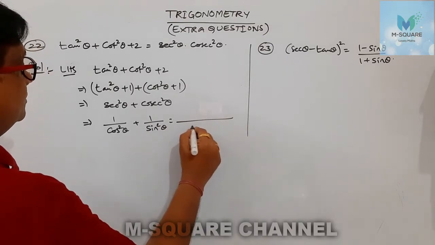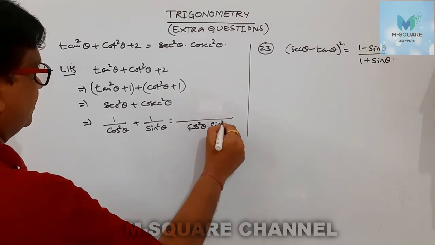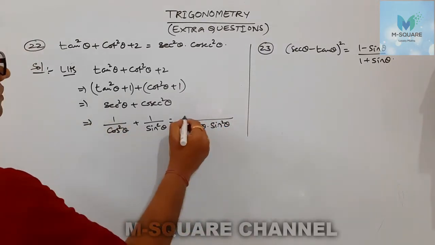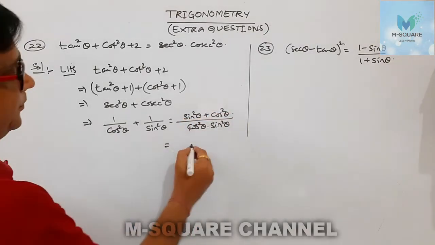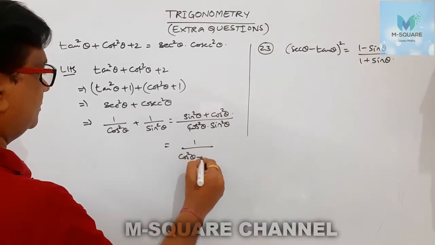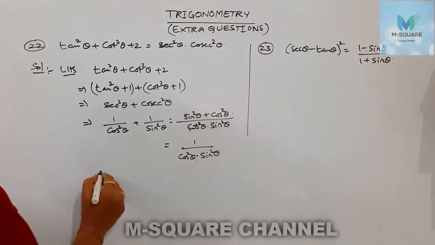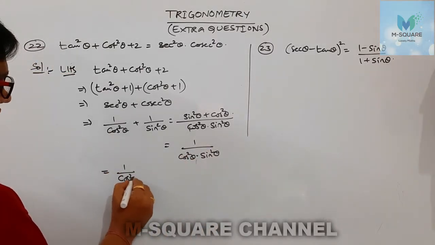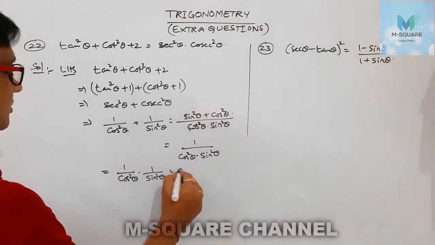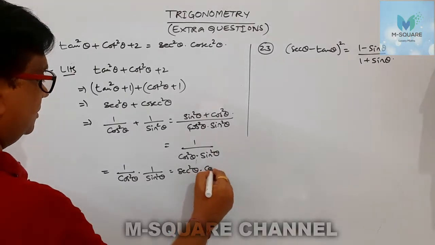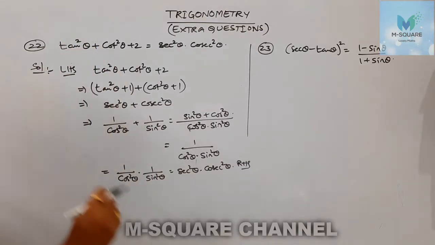So the LCM is cos square theta into sin square theta. So the numerator is sin square theta plus cos square theta, which is 1. So 1 by cos square theta into sin square theta. Split this fraction: 1 by cos square theta into 1 by sin square theta. So 1 by cos square theta means secant square theta, and 1 by sin square theta means cosecant square theta. This is the RHS.